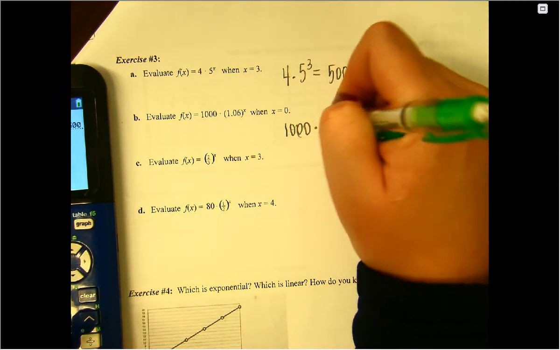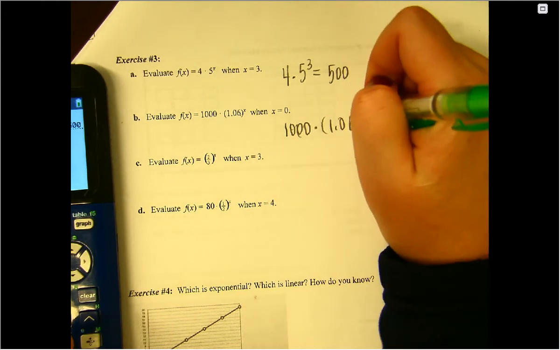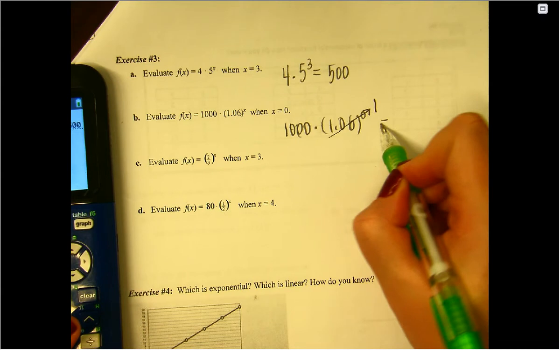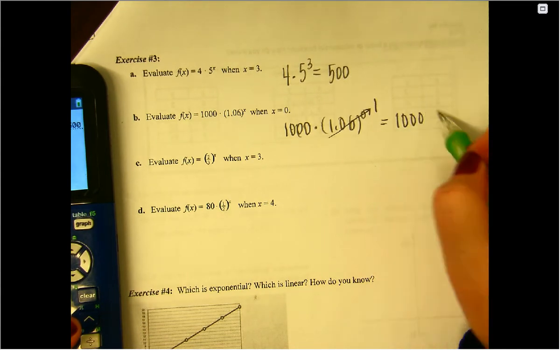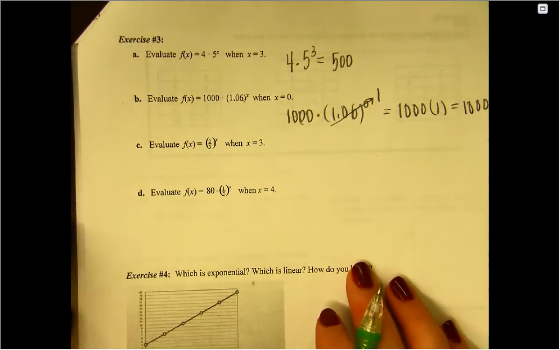1,000 times 1.06 raised to the x when x is 0. So I'm plugging in 0. Anything to the 0 power is 1. Therefore, I'm left with 1,000 times 1, which is just 1,000.